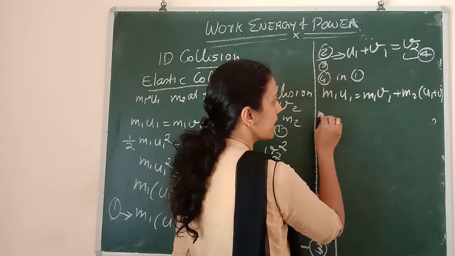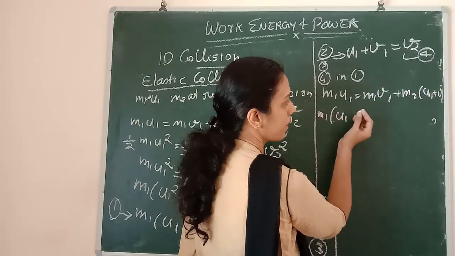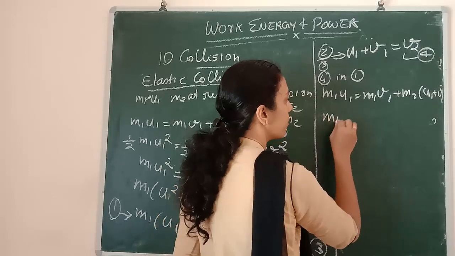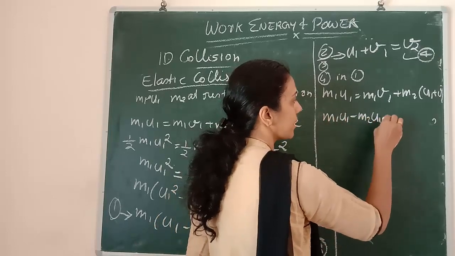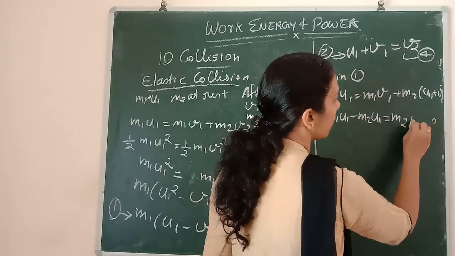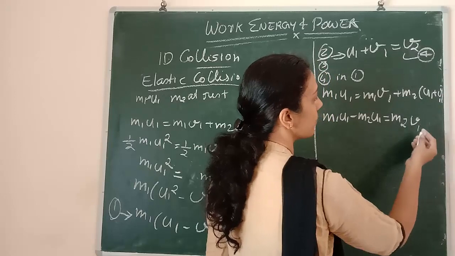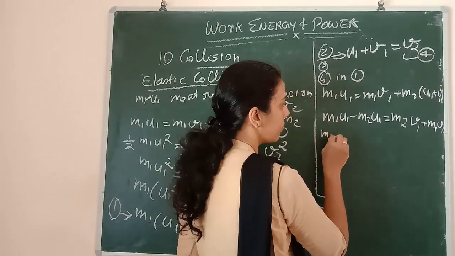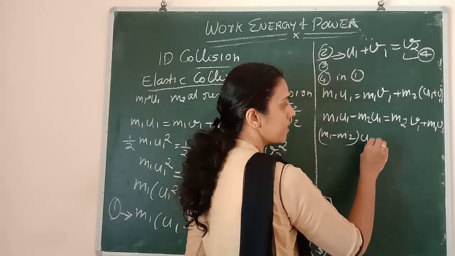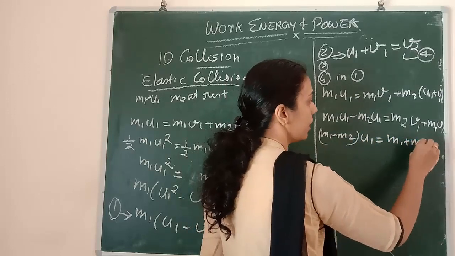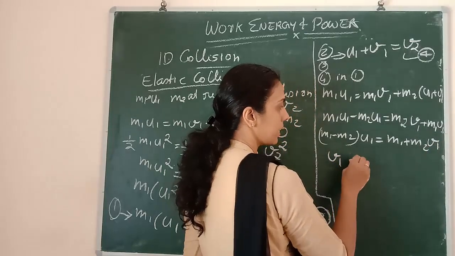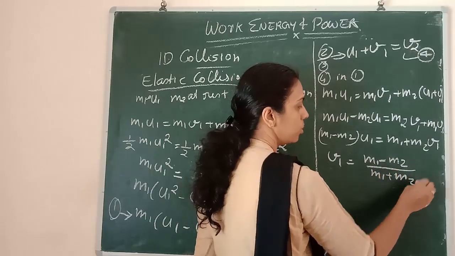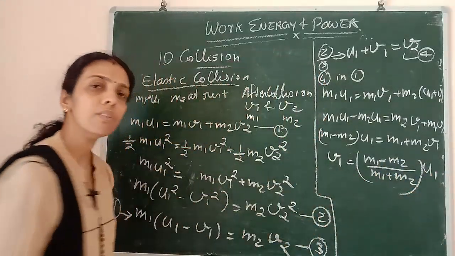Okay, so here I can write m1 into u1. Our aim is to find the value of v1, so we can write the v1 terms together. So m1 u1 minus m2 u1 is equal to m2 v1 plus m1 v1. Now I can write (m1 minus m2) into u1 is equal to (m1 plus m2) into v1. So what is the first velocity? It is equal to (m1 minus m2) divided by (m1 plus m2) into u1. Okay, so this is the first velocity.